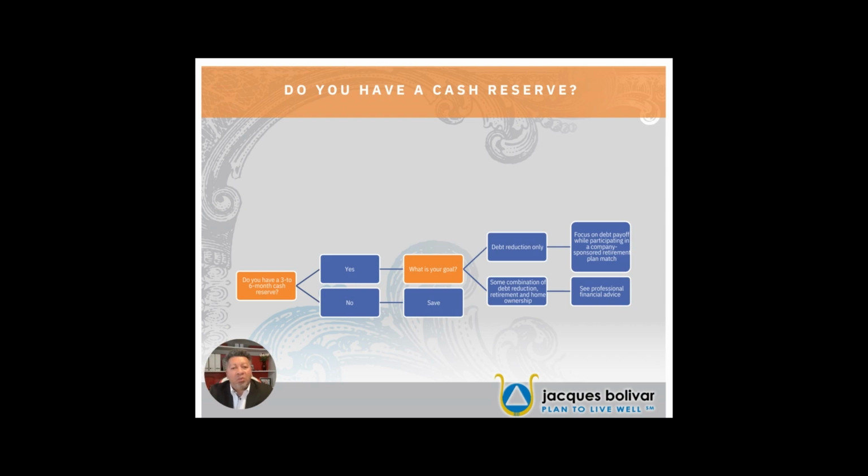Once you have an awareness of where your money goes, you can ask yourself whether or not you have 3 to 6 months of cash reserve. If not, that's the first thing that you need to be saving towards. Without an emergency fund, you may be relying on credit cards every time you have an unexpected expense.